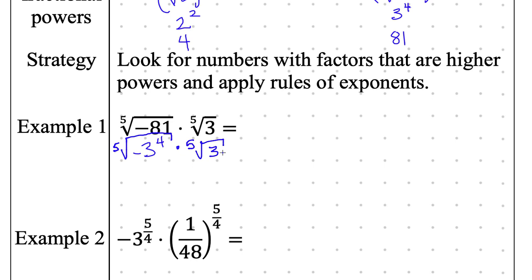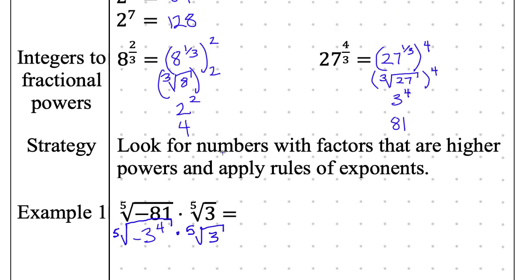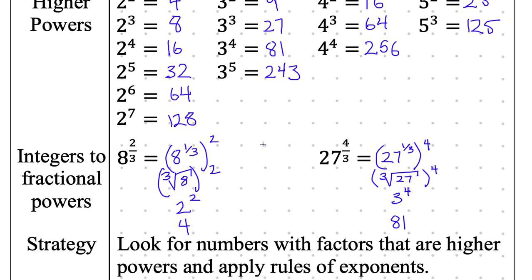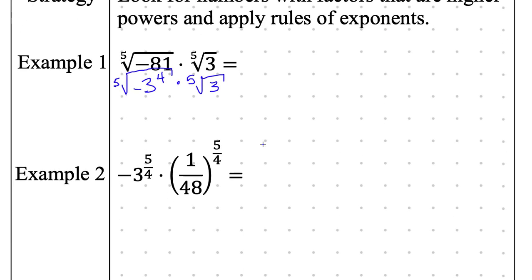If I look up at my table up above, I look for the number 81. There it is. 81 is the same thing as 3 to the power of 4. Our first step should always be looking through our list to see if one of those numbers has been met. If not, it might be a factor. So 81 is 3 to the power of 4. 3 times 3 times 3 times 3 is 81, or 9 times 9 is 81.